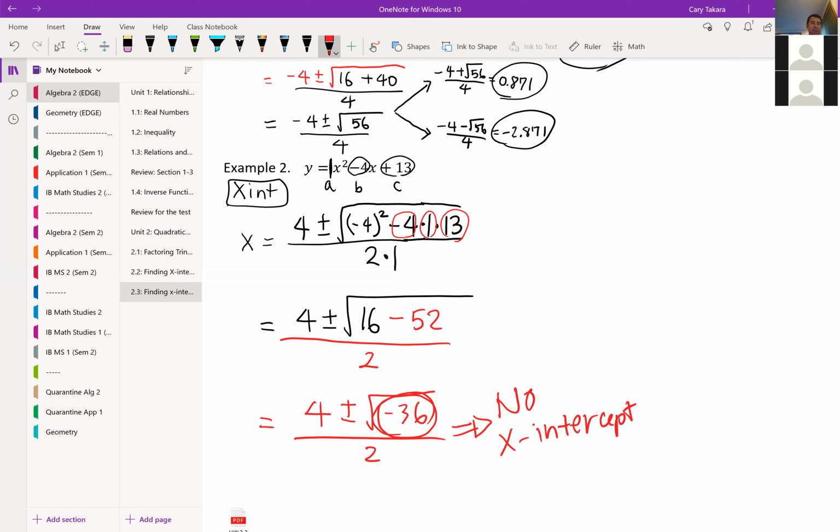And what does that mean? Okay, now I'm going to graph. I know this is not very primitive, but I'm going to graph and show it to you over the monitor. x squared minus 4x plus 13 graph.